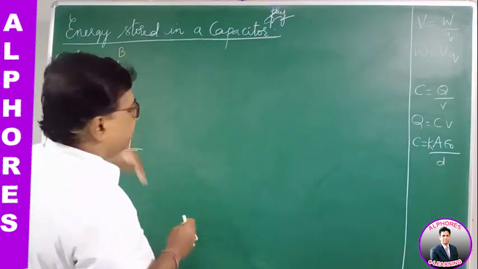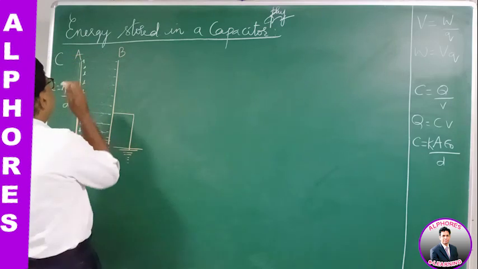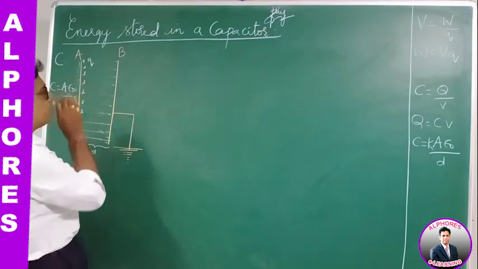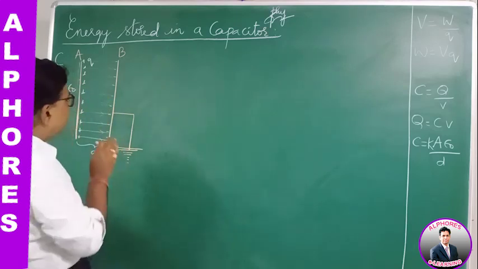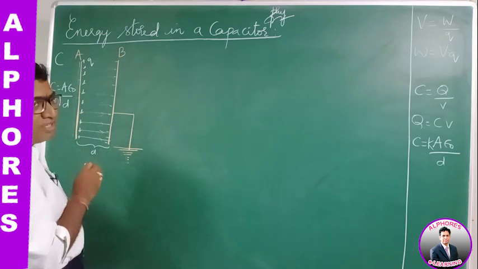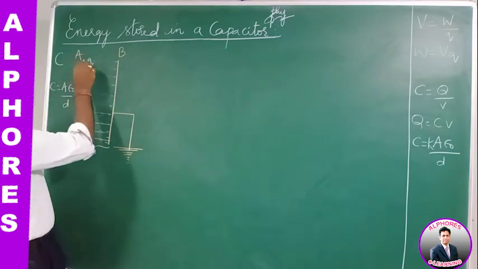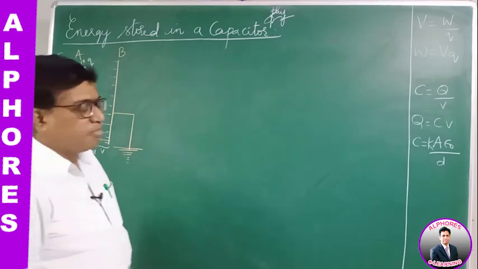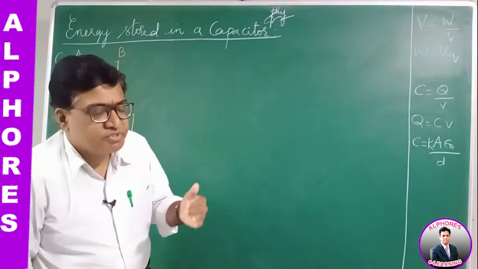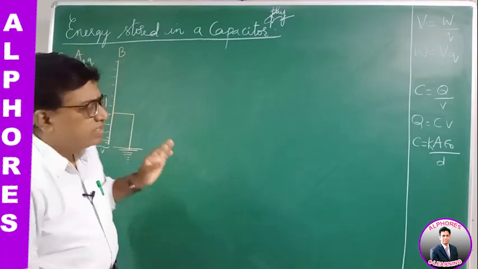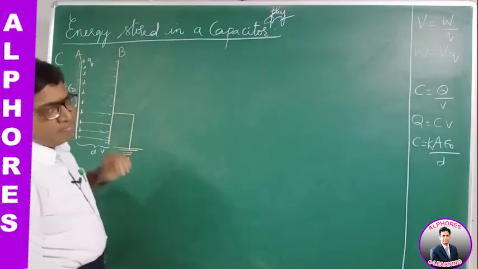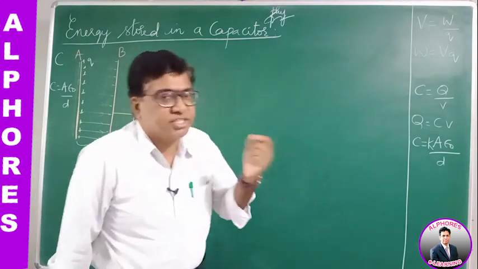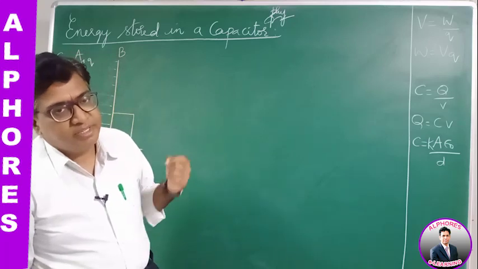In the process of giving charge, let after a time t, the charge on the capacitor be small q, and the potential difference between the plates be V at a certain instant. In the process of charging, let after some time, the charge be Q and the potential be V. Now I want to add some extra charge to the plate.